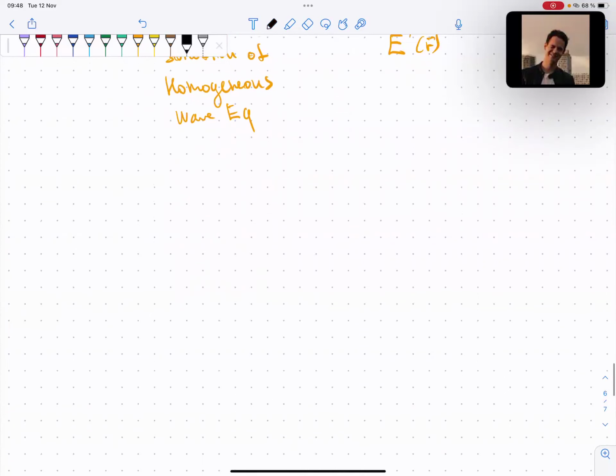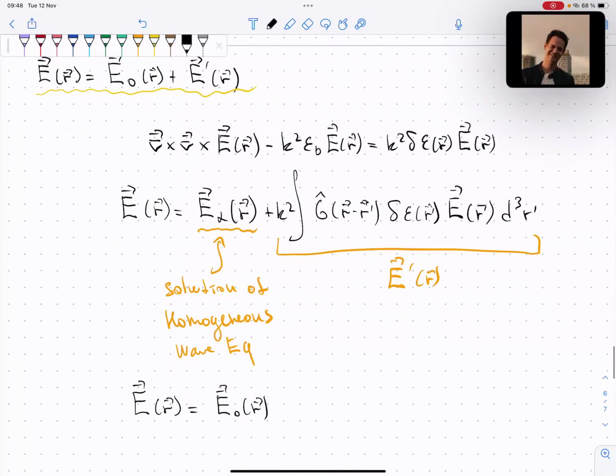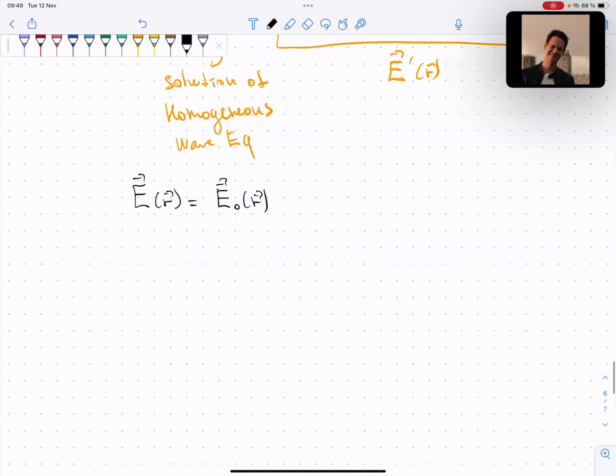So we can write the total field as E0, which is our incident field. And the incident field is usually, for example, when we took the plane wave in the case of scattering of a plane wave on a sphere, the plane wave is a solution of the homogeneous Maxwell equation. A Gaussian beam, which corresponds to the laser field, is also a solution of the homogeneous wave equation. So we have our E0 and E prime of R.